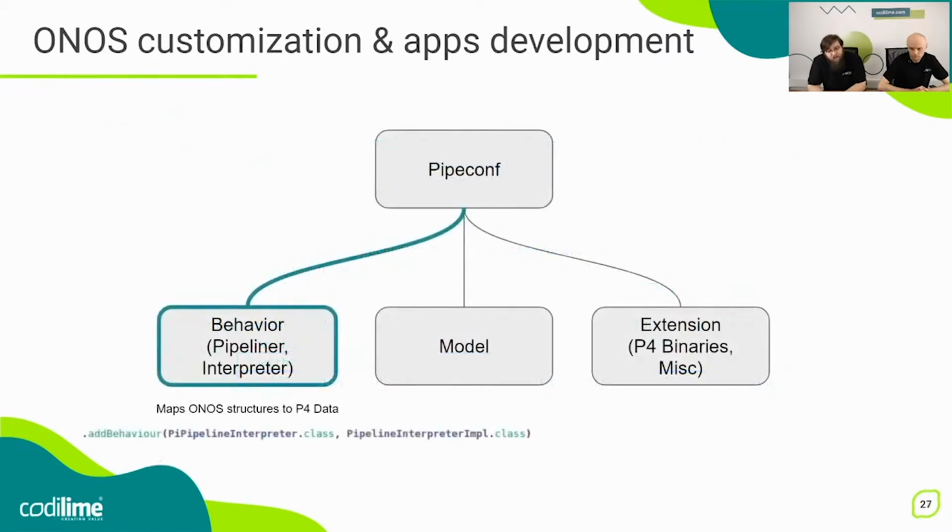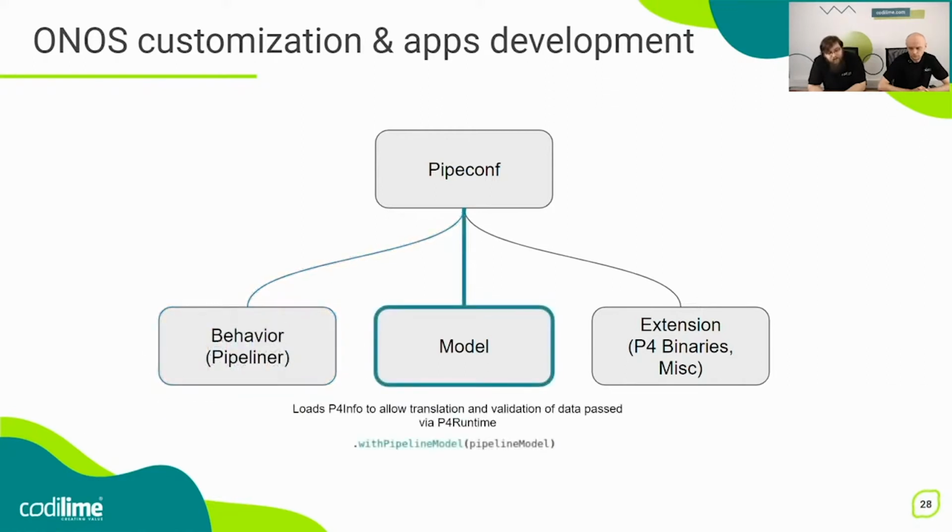Our implementation of the pipeline interpreter is acting as a behavior component. The task of the behavior part is to map ONOS internal data structures to our P4 defined data fields. For example, we need to tell ONOS that a field named protocol from the IPv4 structure, defined in our P4 program, of course, corresponds to the IPv4 proto field in ONOS internal structures.